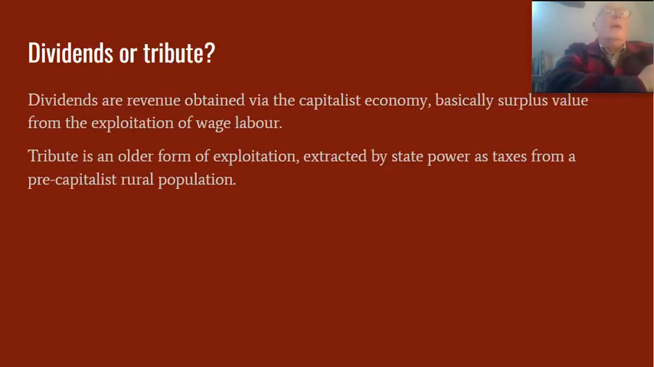Now, the big or controversial issue here is whether the exploitation occurred via dividends or via tribute. Dividends are revenue obtained within the capitalist economy, basically surplus value from the exploitation of wage labour. Tribute, an older form of exploitation, is extracted by state power as taxes, or perhaps disguised as rent, from a pre-capitalist rural population.